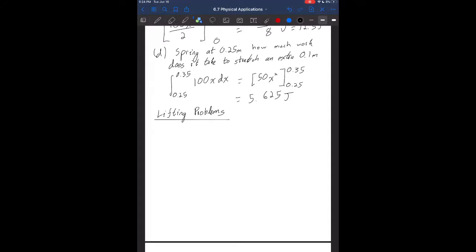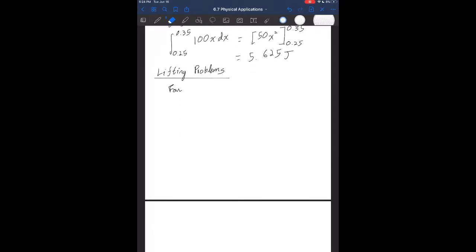So for these lifting problems in general, force is given by mass times gravity, and with all of these problems where we do introduce calculus, this mass is changing. This is gravity.